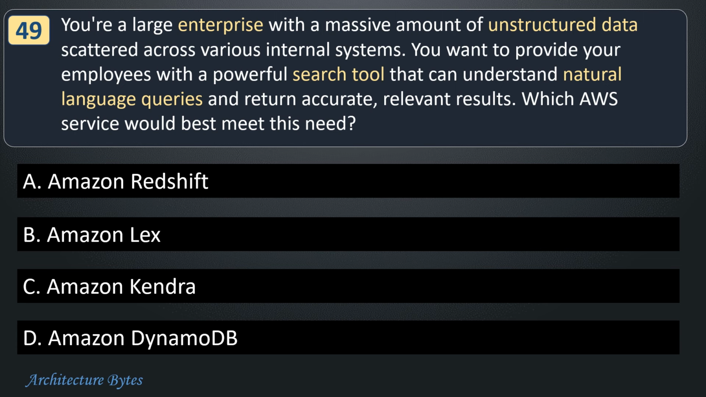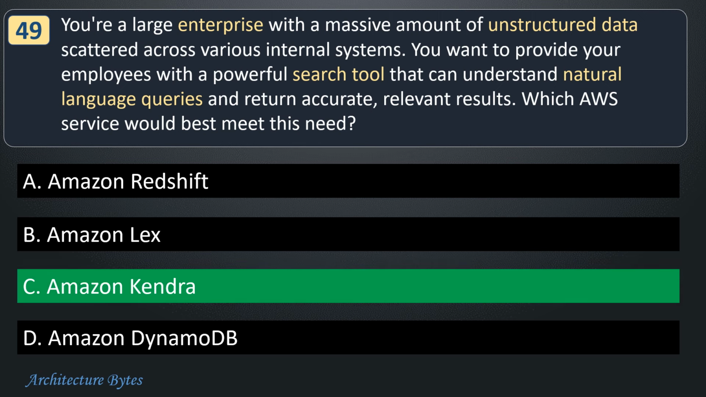You are a large enterprise with a massive amount of unstructured data scattered across various internal systems. You want to provide your employees with a powerful search tool that can understand natural language queries and return accurate, relevant results. Which AWS service would best meet this need? Option A, Amazon Redshift. B, Amazon Lex. C, Amazon Kendra. Or D, Amazon DynamoDB.